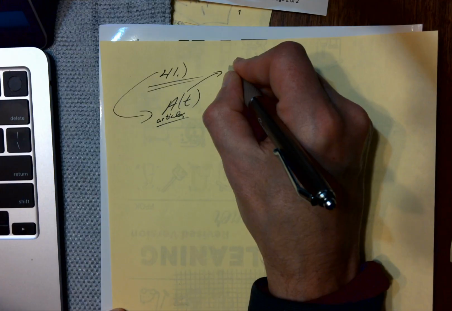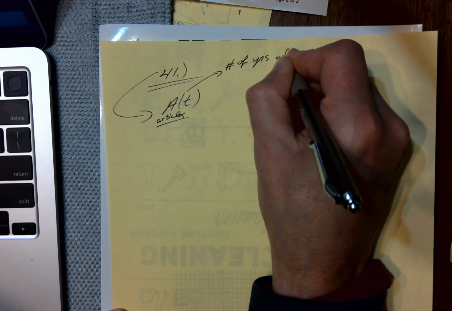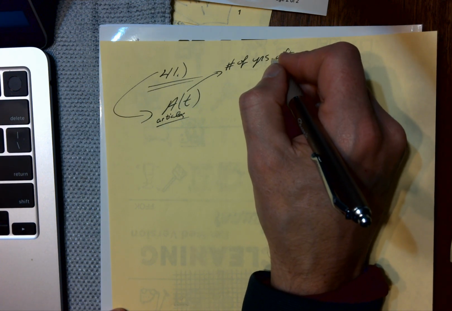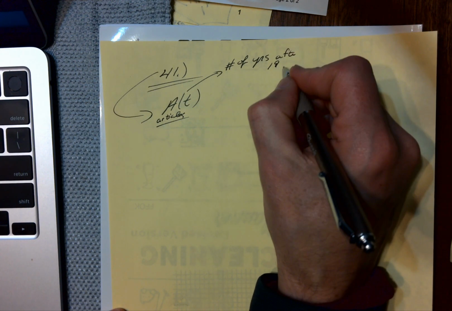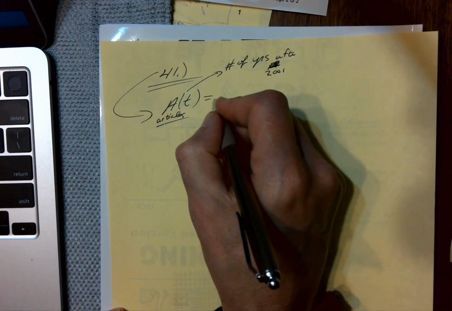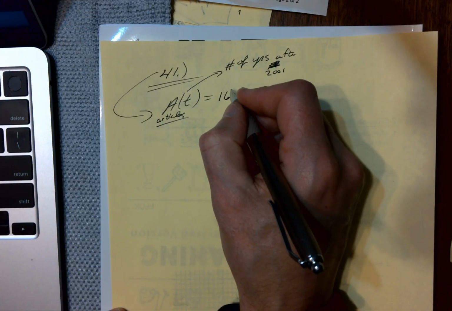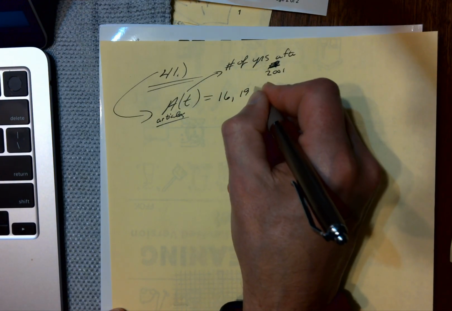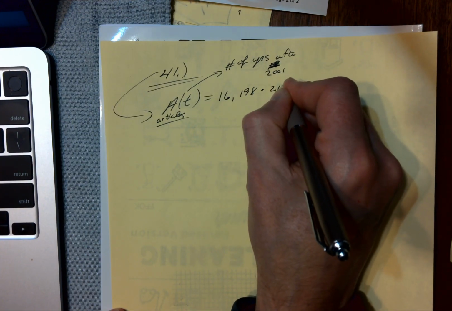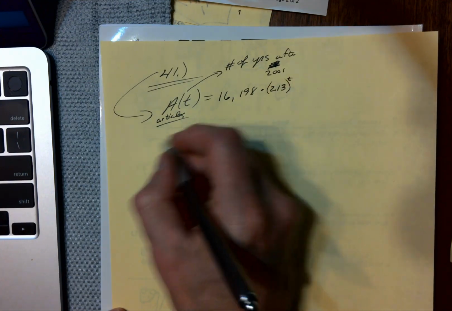So T would be the number of years after, nope, I said 2001, my fault. 2001. Okay, there it is. And it is given by 16,198 times 2.13 to the T power. Okay, all right.